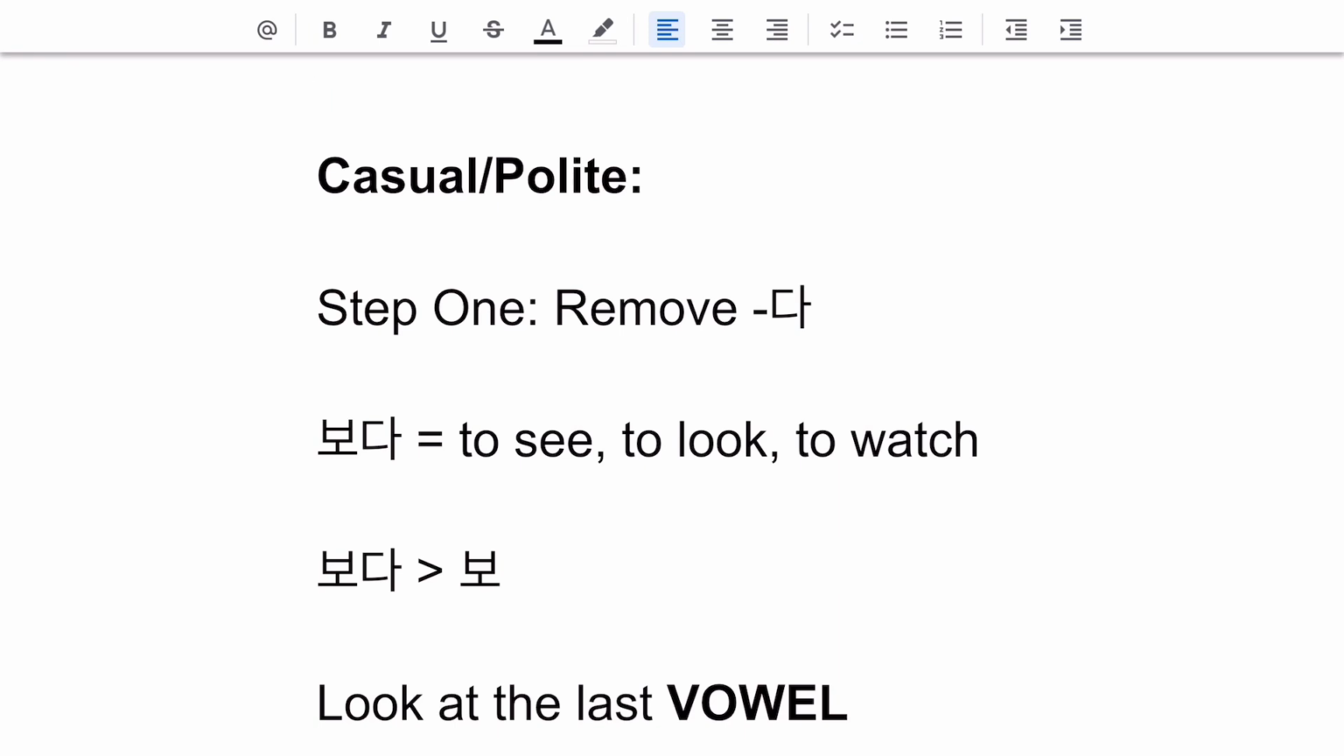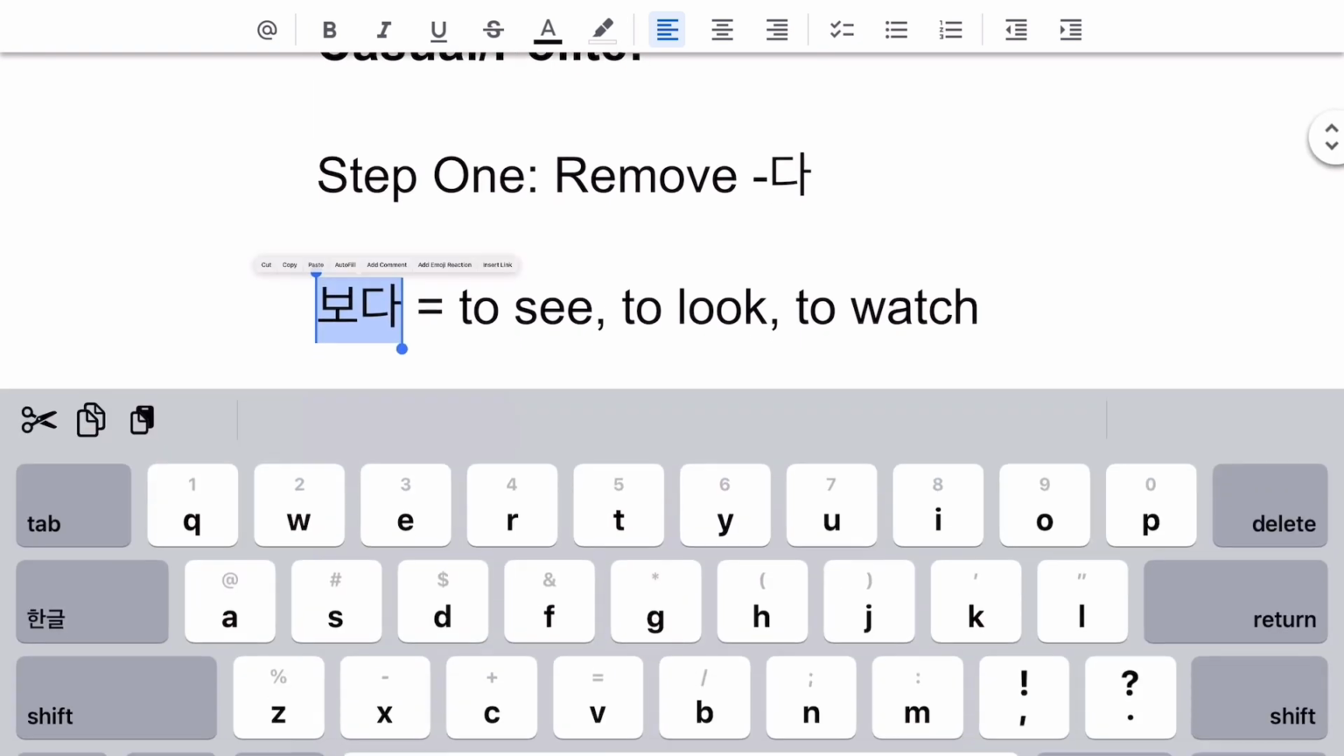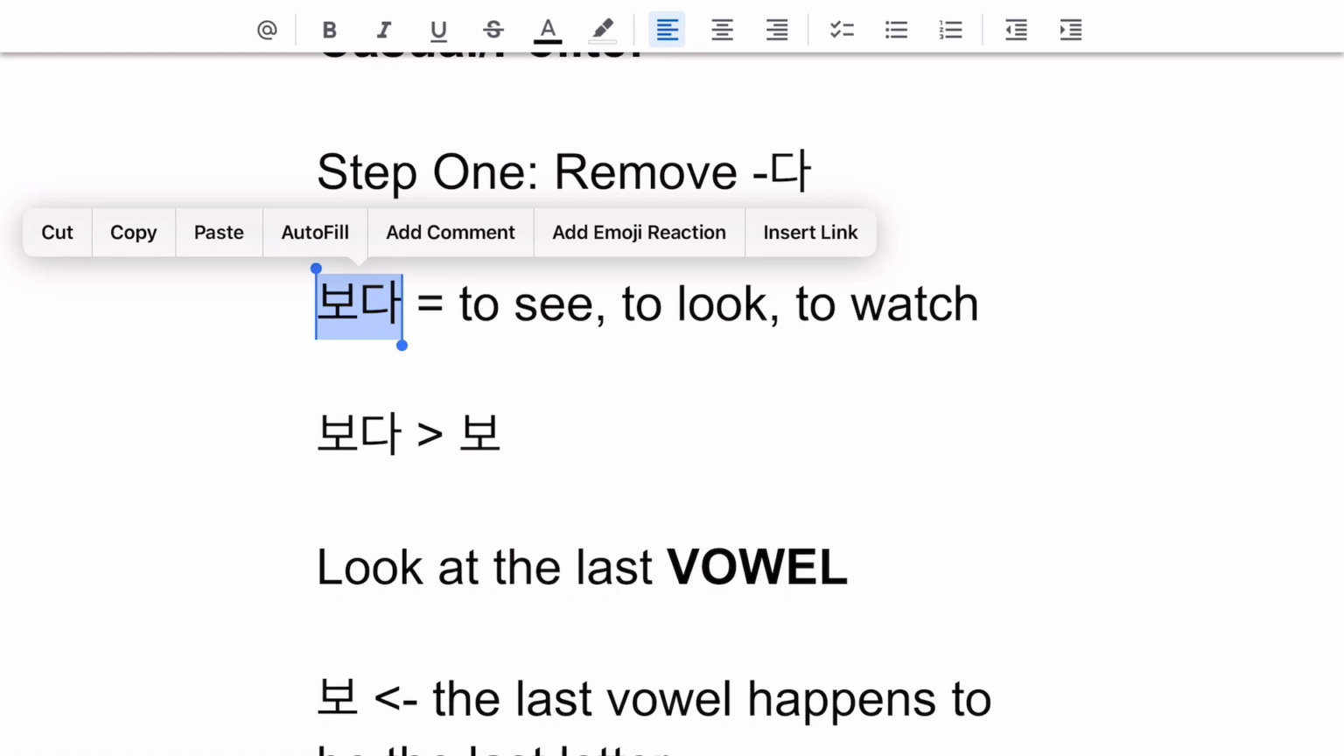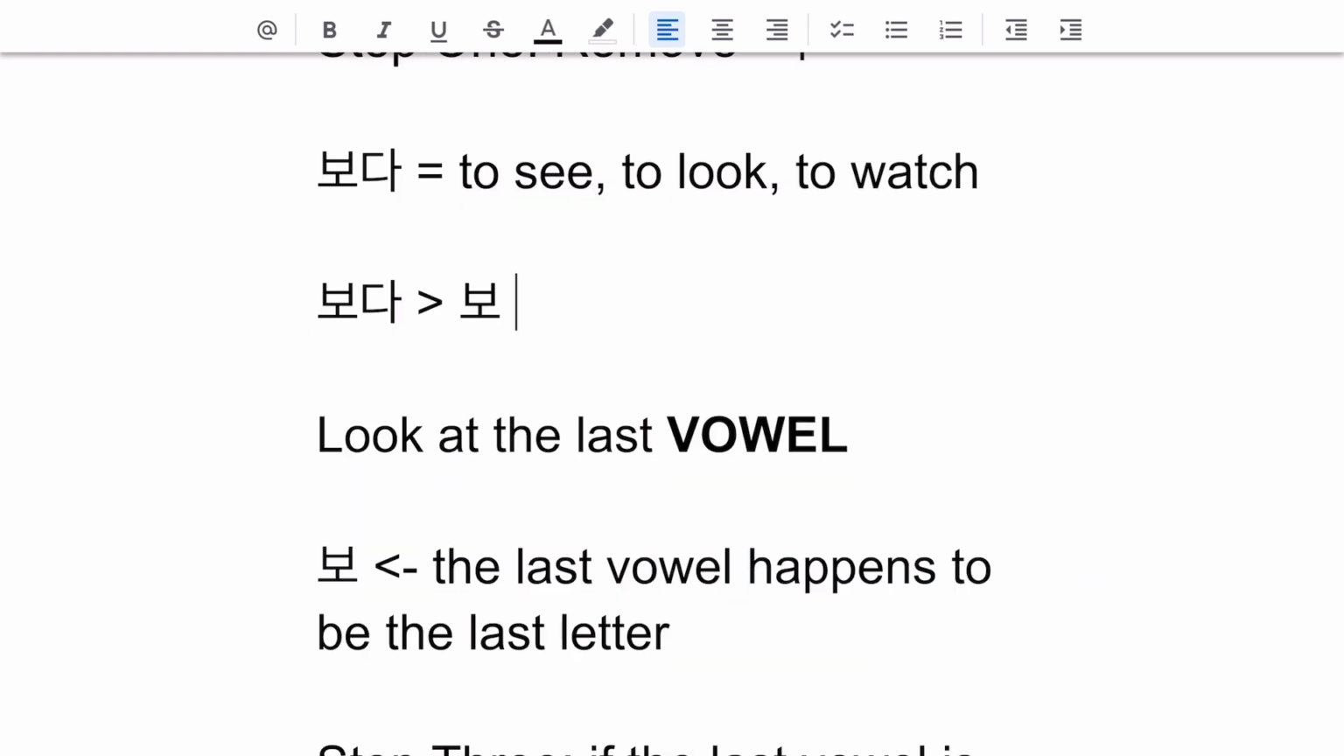So step one, like before, we remove the da. Here I have an example: 보다, to see, to look, to watch. So first step, we're going to remove the da, and we have 보 by itself. Now for this level, the casual polite level, we have to look at the last vowel, but that's not going to be for every one that we look at today, so just make sure.